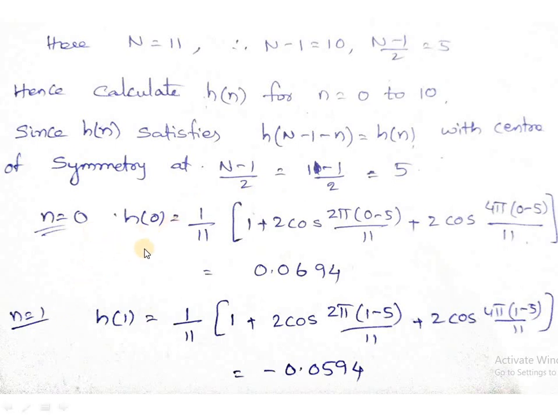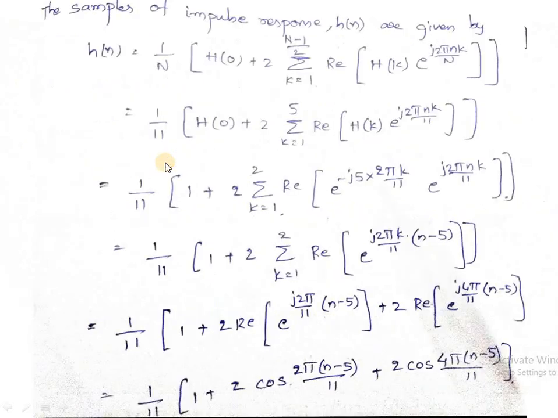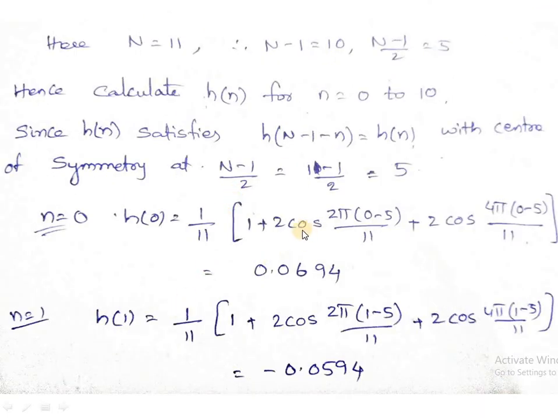For n is equal to 0, when I substitute n is equal to 0 in the above expression, I get this expression in the form of 1 by 11, 1 plus 2 cos 2 pi 0 minus 5 plus 2 cos 4 pi 0 minus 5 by 11, and substituting all those values, h of 0 results as 0.0694.